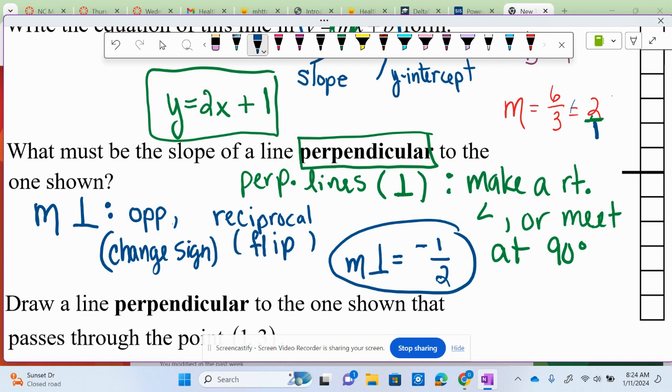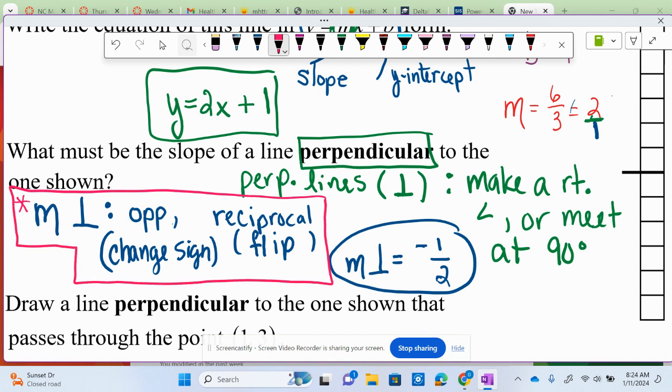So that's what the slope of a perpendicular line has to be. Opposite reciprocal. This idea right here is really important. Slope of perpendicular lines, opposite reciprocal. If you want to box that in, put a highlighter on it, whatever, that's kind of like the key idea of perpendicular lines.